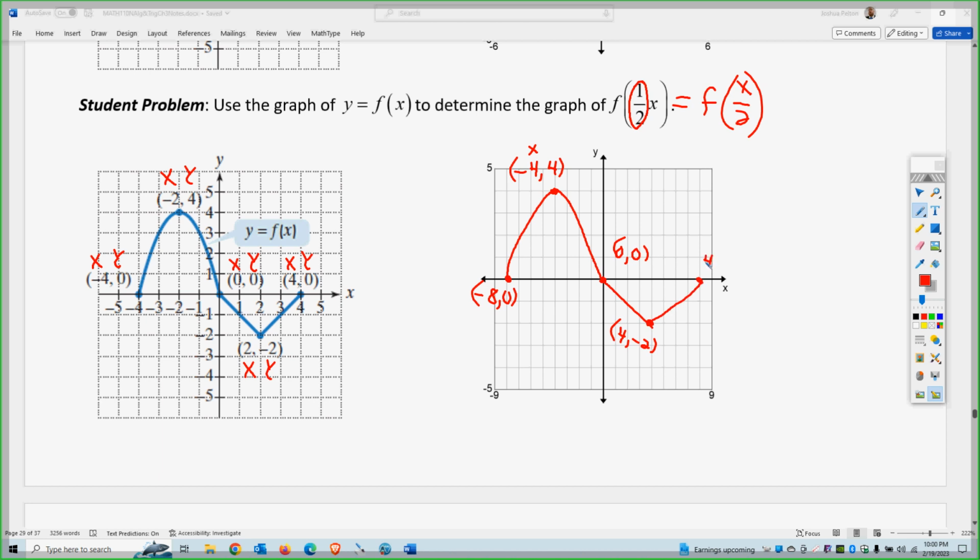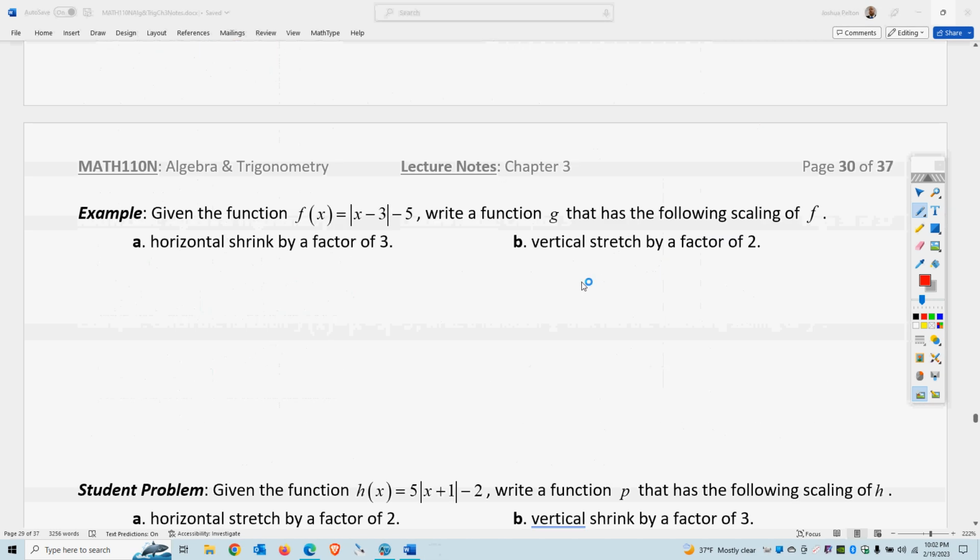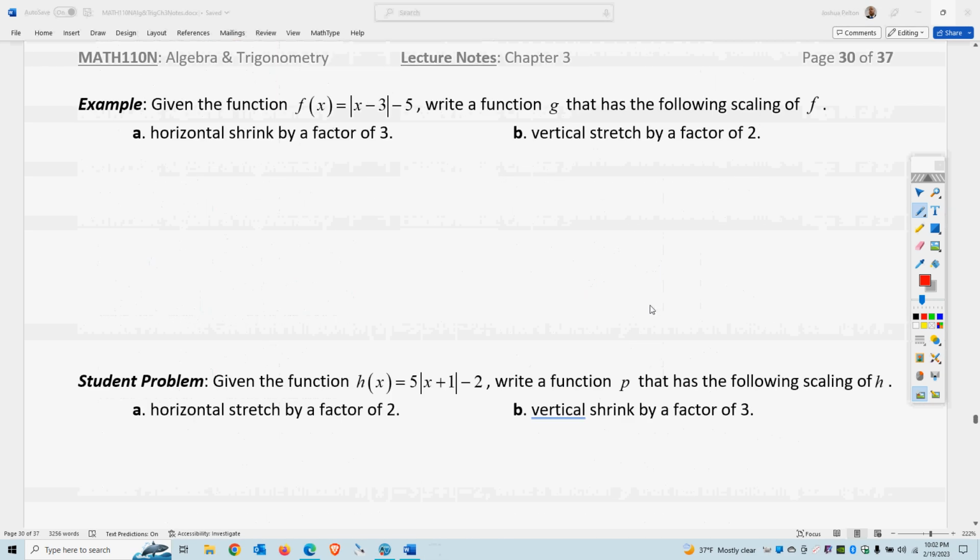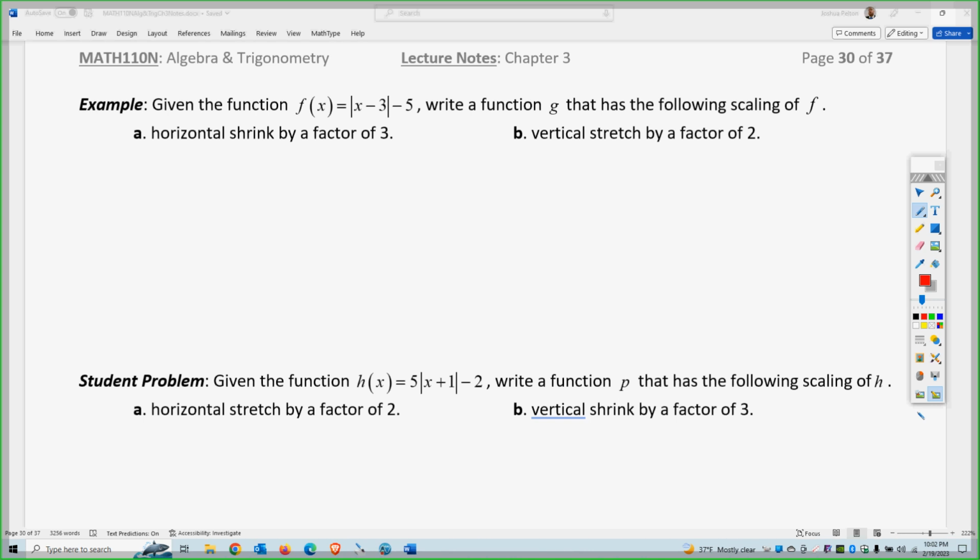Okay, so we're noticing in all cases, whether translations, scalings, or reflections, it only affects either x or y, but not both. Okay, so let's do multiple all at the same time. Or actually, no, I'm sorry, these are just the horizontal and vertical stretching and shrinking algebraically.